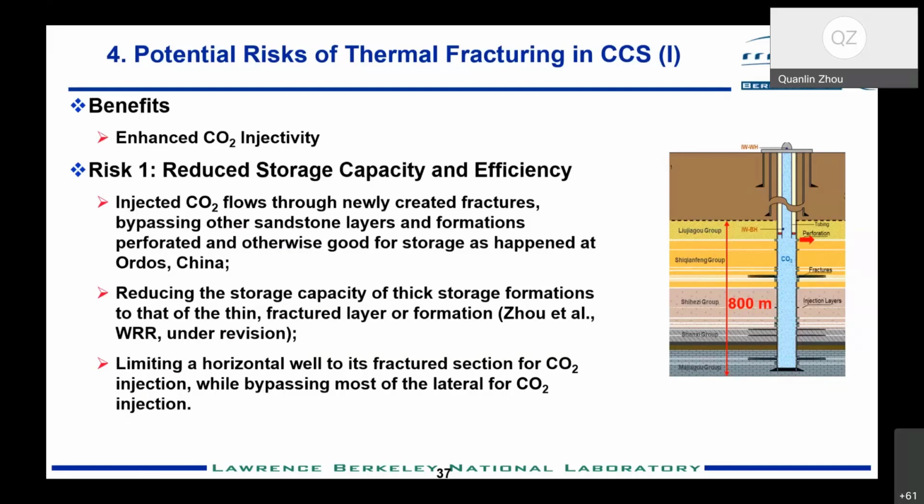It happened at Erdos because after thermal fracturing, the majority of injected CO2 flowed into this one and bypassed this very thick storage system. That means the storage capacity is reduced because all of this is bypassed. And at the same time, for a horizontal well, maybe you have injected CO2 all going through the fractured section of the horizontal well, bypassing the majority of the network for CO2 injection.